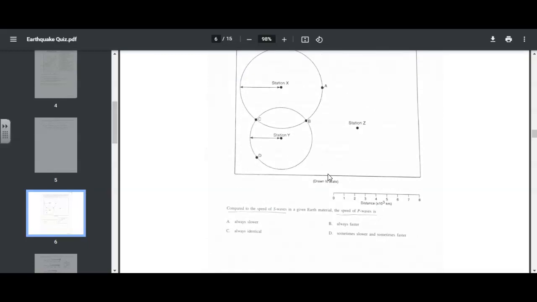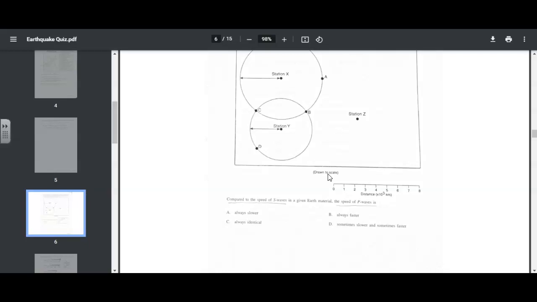It says compared to the speed of S waves in a given earth material, the speed of P waves is going to be what? Slower, faster, always the same, or sometimes slower, sometimes faster. So even just looking at your chart, does the P wave get there faster, slower, what? Same time?